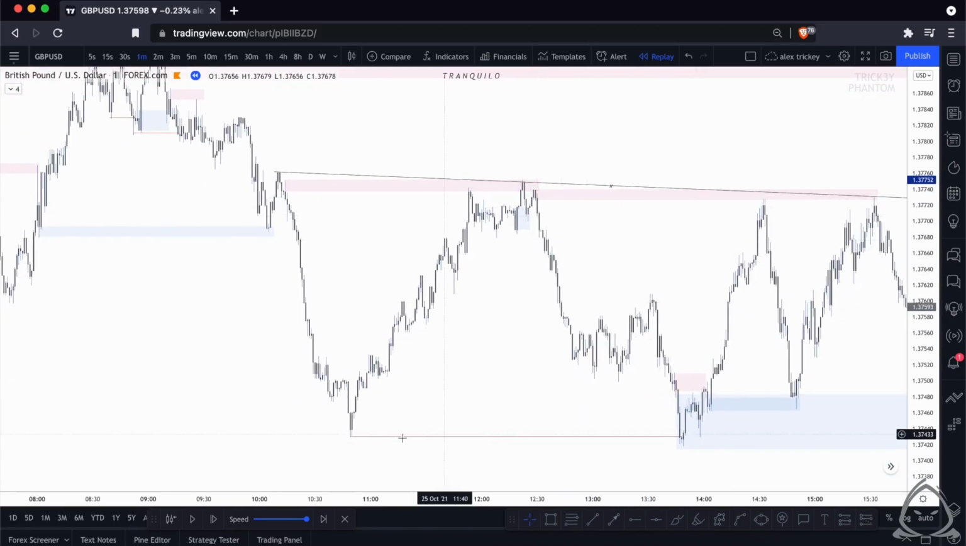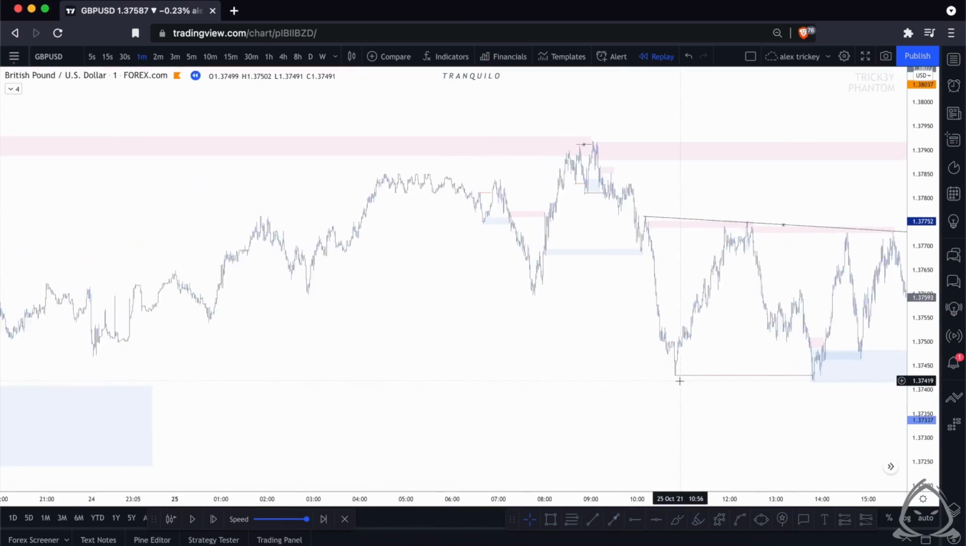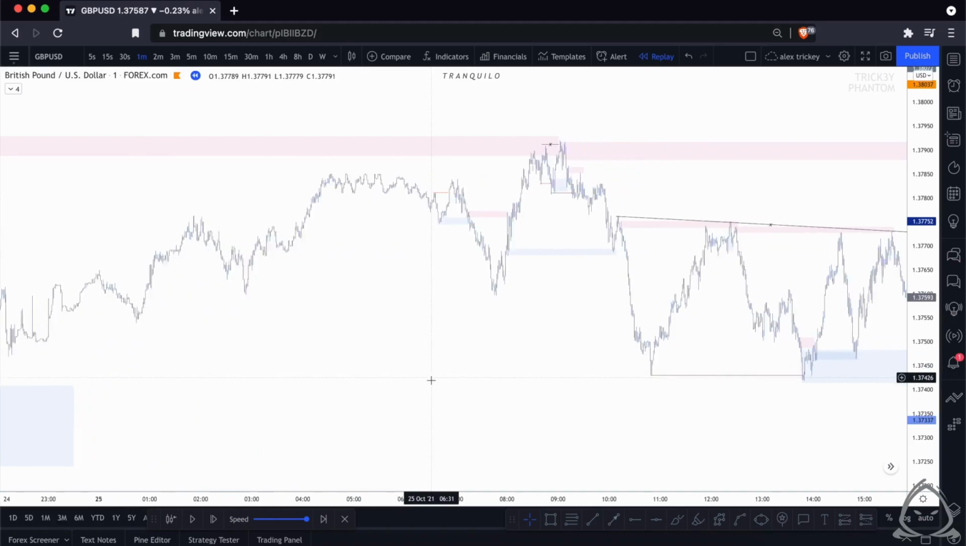So we continue down. We then have this kind of 1 minute break of structure down here. But the key thing again is we still haven't broken this low. So the low is still being respected, it's still holding.